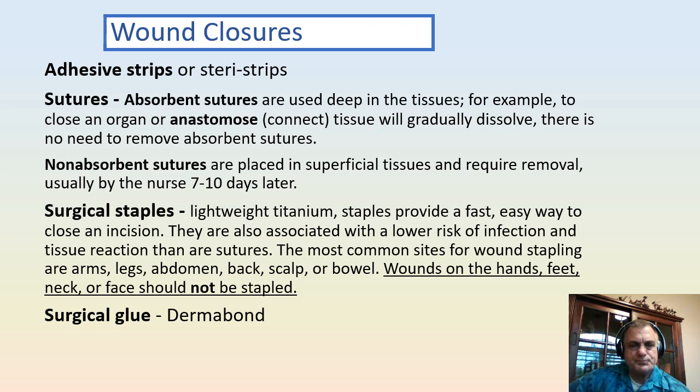But wounds on the hands, feet, or neck are never stapled, so notice that that's underlined, so pay attention to that. Where can staples be applied? And where are they not going to be applied? Of these types of wound closures, that's the one you need to be aware of, where it may be and where it may not be appropriate to use those, okay? So think of it that way.